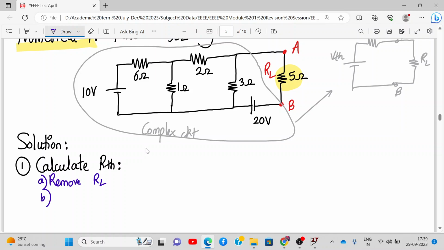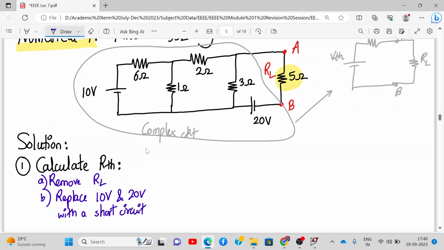Over here we have two independent voltage sources. So we need to replace the voltage sources by a short circuit, by the internal resistance. The internal resistance of a voltage source is zero. So we replace the 10 volt voltage source and the 20 volt voltage source with a short circuit, just short circuit them.